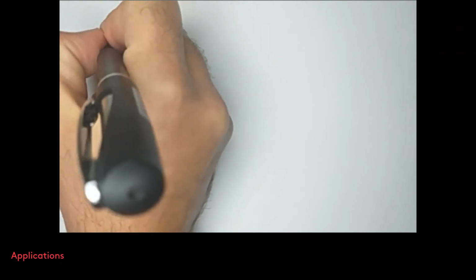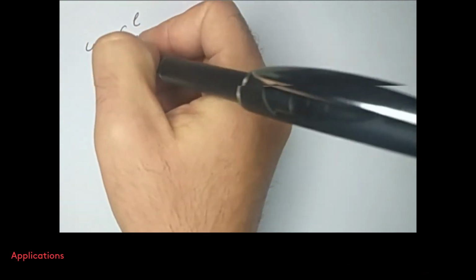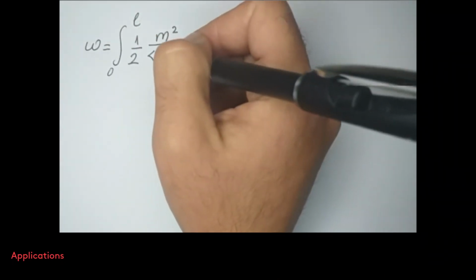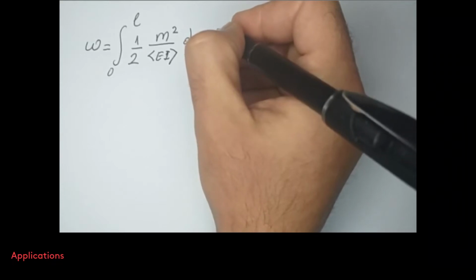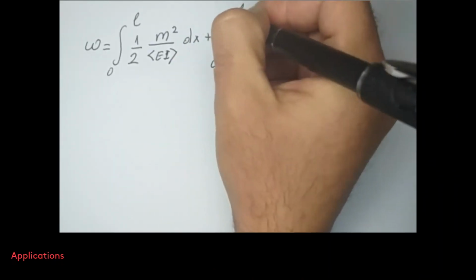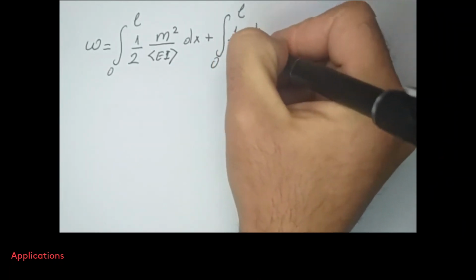the strain energy, the total strain energy for this problem as, so this is 0 to L, one over 2 M square over EI, so the mean value or effective value of the Young modulus multiplied by the moment of inertia, plus 0 to L, 1 over 2, K square, effective value of the shear modulus multiplied by the area. Area S is the area dx.